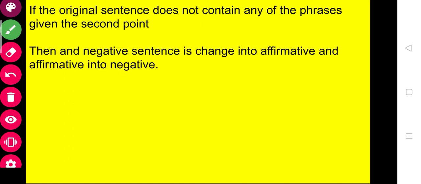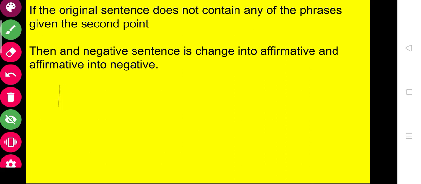Now the third and the most important thing is, if the original sentence does not contain any of these phrases, what are you going to do? Then the negative sentence is changed into the affirmative, and affirmative is changed into the negative.